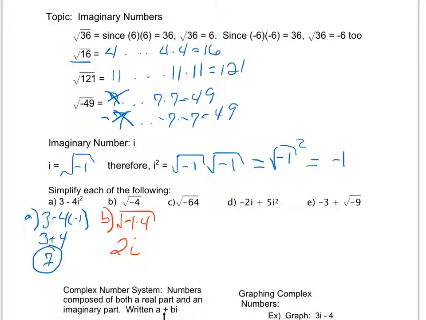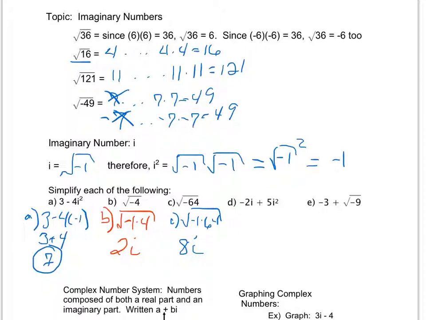Similarly, if I look at the square root of negative 64, I'm going to think of that as the square root of negative 1 times 64. Well, I know the square root of negative 1 is i, and the square root of 64 is 8. So I'm going to go ahead and say that this is then 8i. So notice, based on examples B and C, if I have a negative underneath a radical, I need to make sure that after I take the square root, I attach an i to whatever I get.